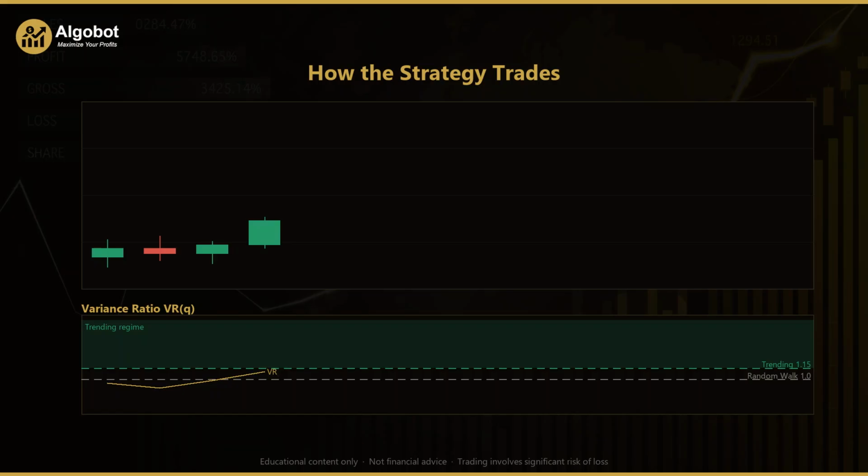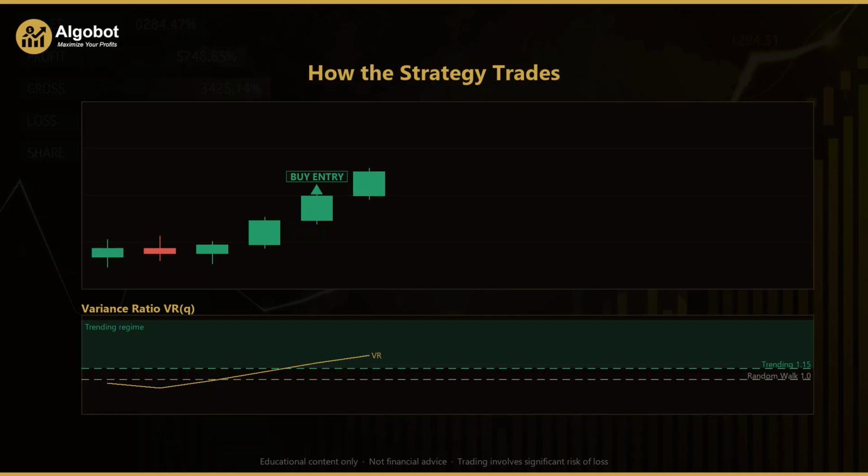Look at the first few candles. Price is drifting sideways, ticking up and down without commitment, and in the panel below the variance ratio is sitting under the trending line, even dipping toward and below the random walk mark. This is exactly the kind of choppy, indecisive market the strategy is built to avoid. No matter how tempting a small move looks, the gate is shut, and the EA simply watches.